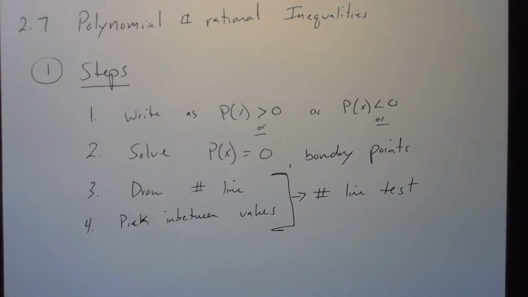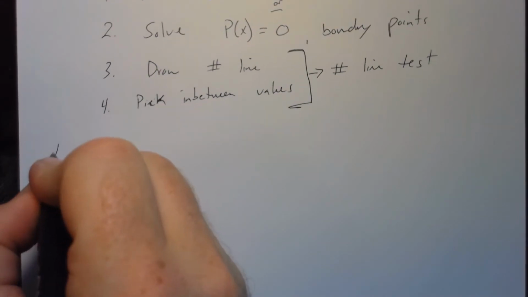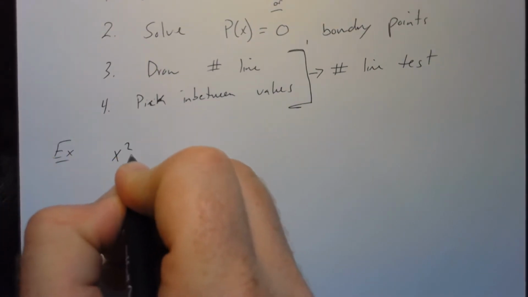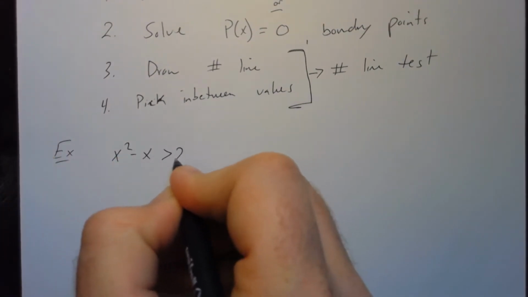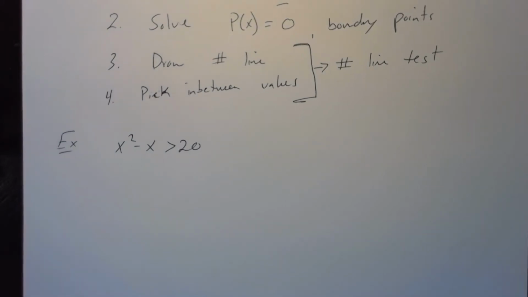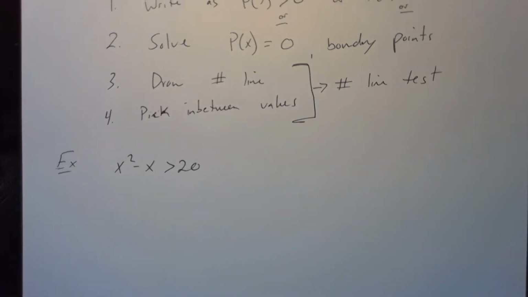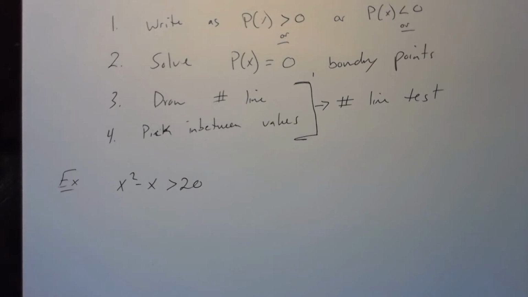Let's take a look at a real basic one to start. So our first example is going to look like x squared minus x is greater than 20. So you'll notice here that this is a polynomial. Again, most polynomials can be considered as quadratics or cubics and other sorts. So this is a quadratic, but it is also considered a polynomial inequality.